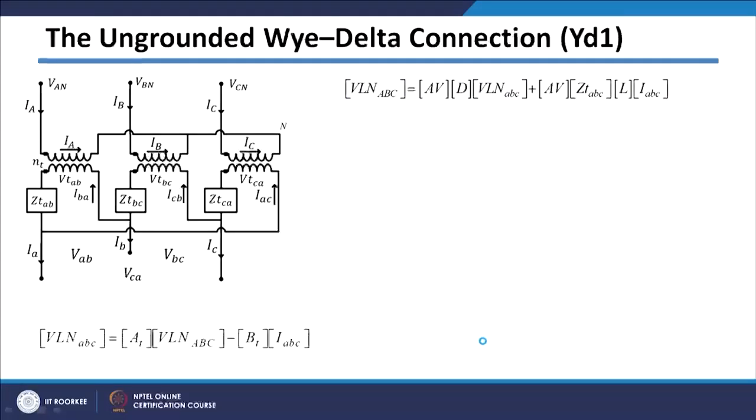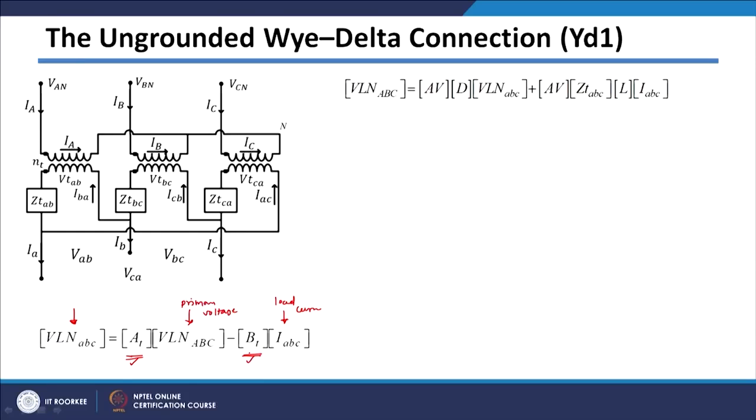We also calculated a capital A parameter and capital B parameter, and these capital A and capital B parameters are defined like this, which are basically used to calculate line to neutral voltages on the secondary side in terms of primary side voltages and the load currents. So generally load currents are known, primary voltages are known because those are applied voltages. Then load terminal voltages will be calculated using these capital A parameter and capital B parameter.